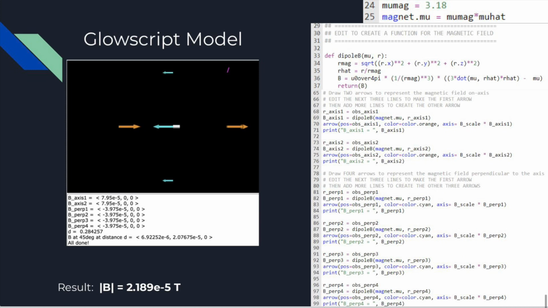So this is our GlowScript model for calculating the perpendicular magnetic field, and we can see that our magnetic field was smaller using the GlowScript model compared to our experimental model.